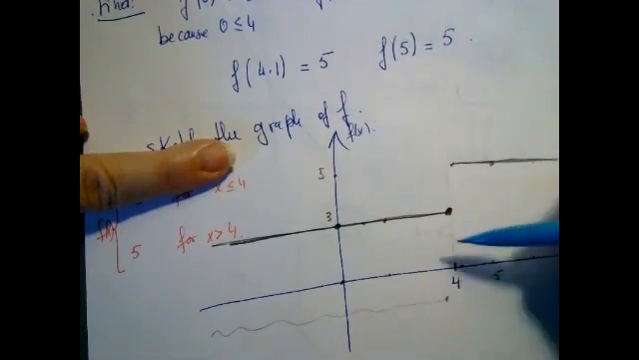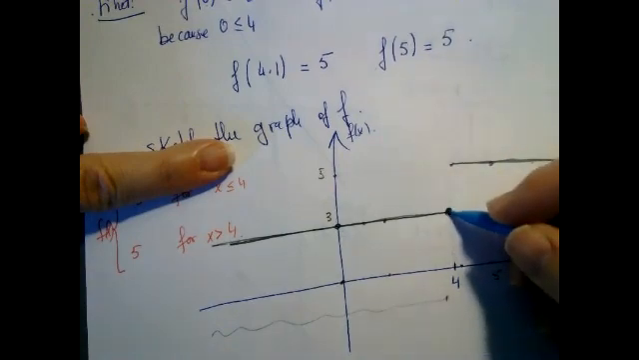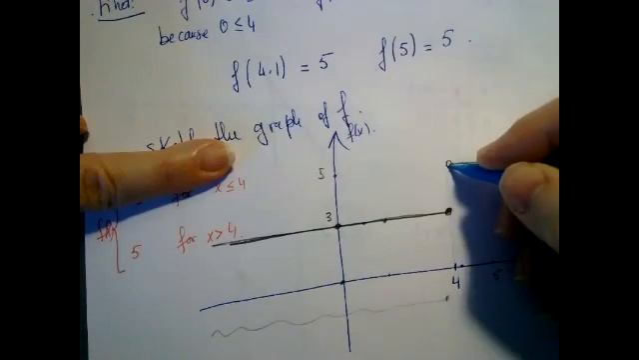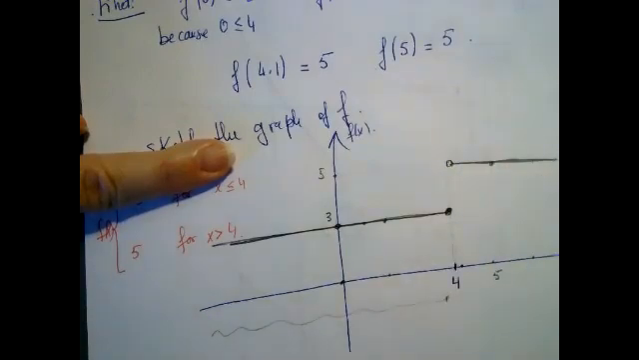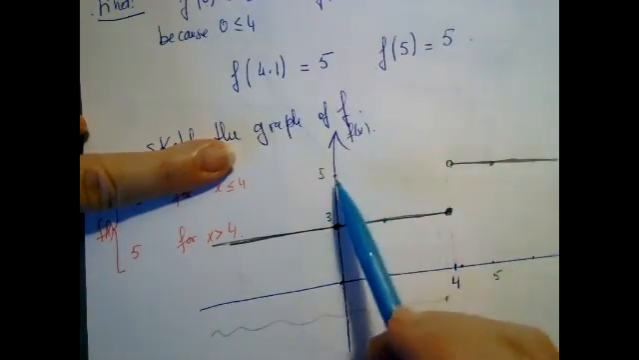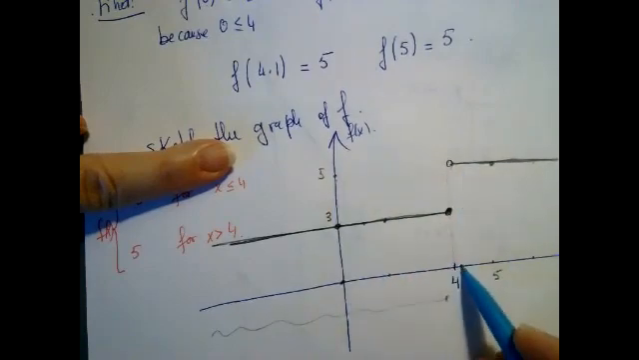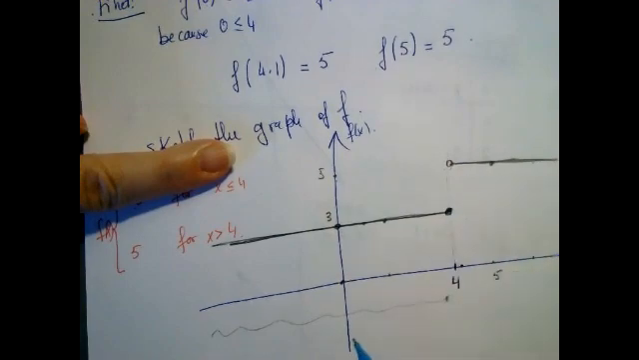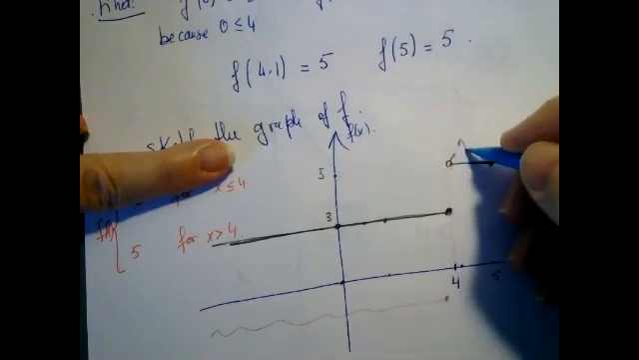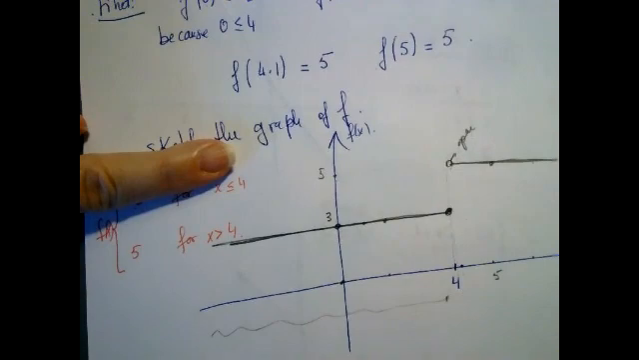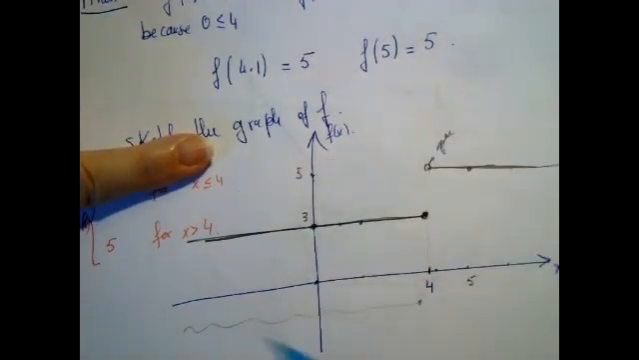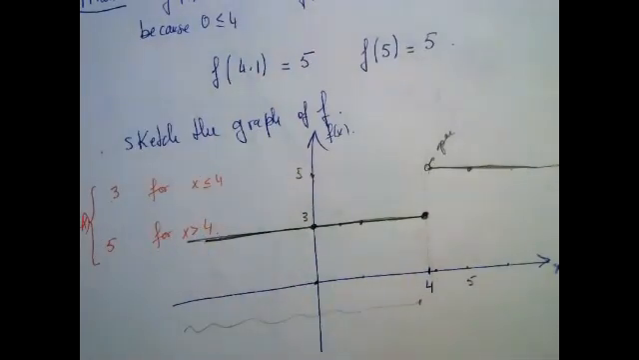How am I going to show what's going on exactly at 4? The way we're going to describe this is a full circle because the function takes the value 3, and this I'm going to put as an open circle because at 4, the function doesn't take the value 5. A little bit more than 4, it's 5. But at 4, it's not 5, it's actually 3. So this is going to be an open circle, and this is going to be a closed one. And that's going to be the graph of the function. That's how graphically we represent the function.